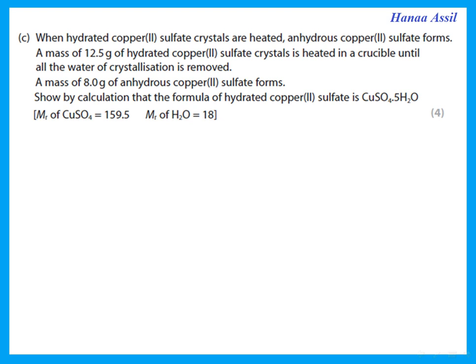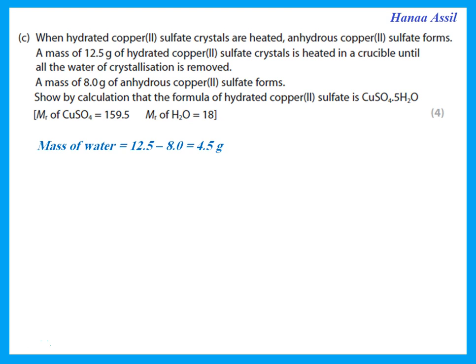When hydrated copper sulfate crystals are heated, anhydrous copper sulfate forms. A mass of 12.5 grams of hydrated copper sulfate crystals is heated in a crucible until all the water of crystallization is removed. So he's starting with 12.5 grams of hydrated copper sulfate crystals, so that's copper sulfate with water. Now, at the end, after he heats it, a mass of 8 grams of anhydrous copper sulfate remains. Show by calculation that the formula of the hydrated copper sulfate is copper sulfate 5 water.